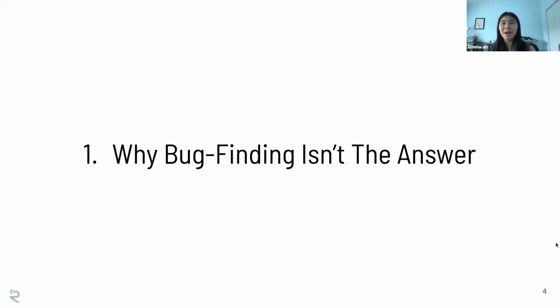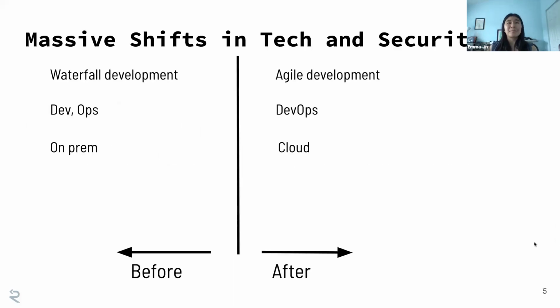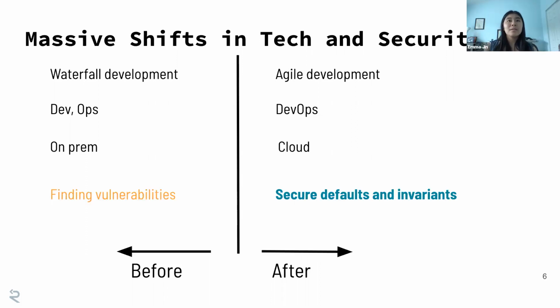So to start, why bug finding isn't the answer? There have been some pretty significant shifts in tech and security in the last few years. On the tech side, obviously we've gone from waterfall development to agile development. Also, we've gone from separate dev and ops teams to combined DevOps teams. We've gone from running our code on premise to in the cloud. And in security, we're moving from finding vulnerabilities to defining secure defaults and invariants.